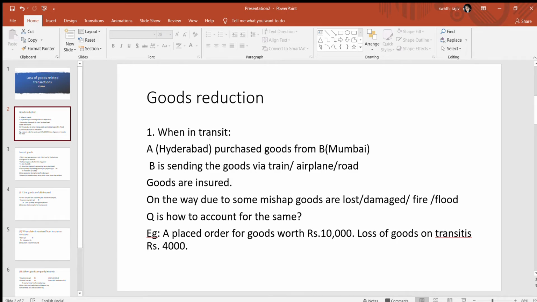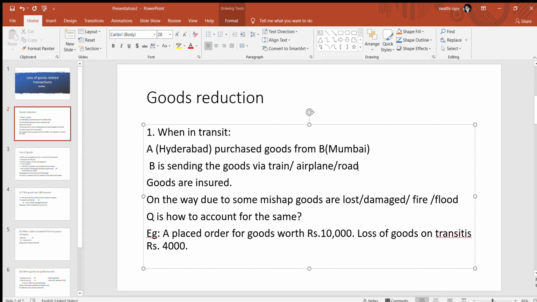First, let's understand what is goods reduction. A person A in Hyderabad had ordered a few goods from a person B, who is residing in Mumbai. After manufacturing those goods, B is sending them, he can send them through train or plane or roadways or any way. We are working under an assumption that all these goods are insured. And what is the value of the goods?